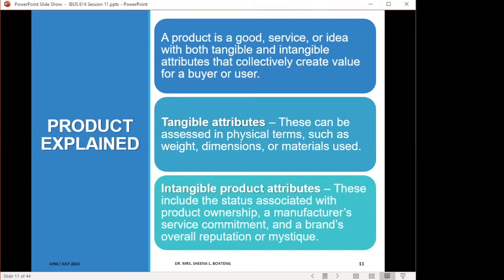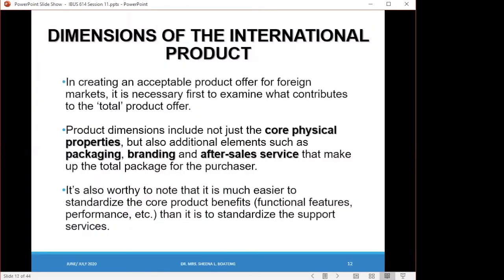And then when we come to intangible product attributes, we can talk about things like the product ownership, or the manufacturer's service commitment, or the customer service level that is offered, or the reputation of the brand, or perhaps the mystique surrounding that particular brand that the company is selling. All of these are intangible product attributes that can come into play when we are talking about standardization and adaptation of the product element of the marketing mix for global markets.